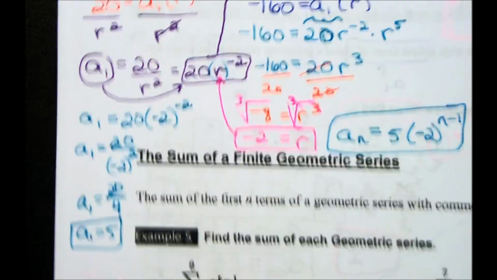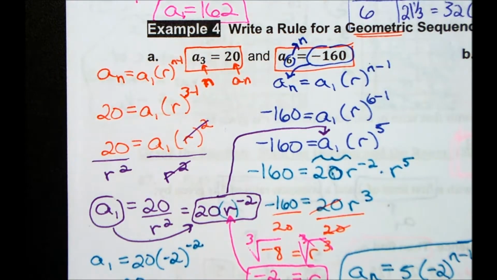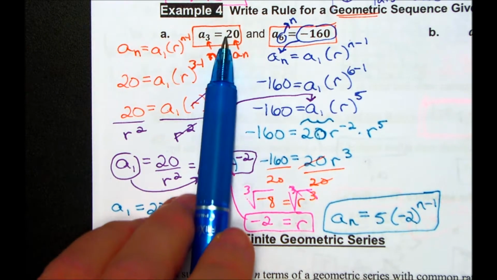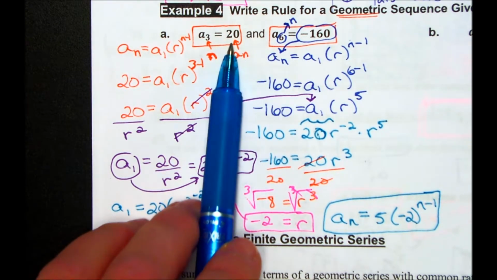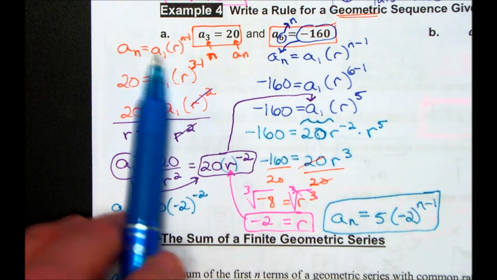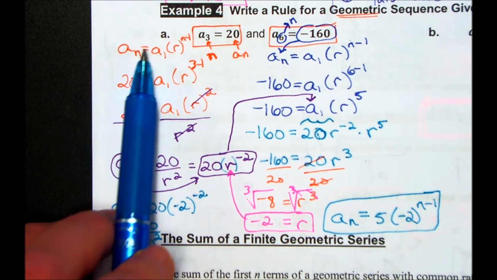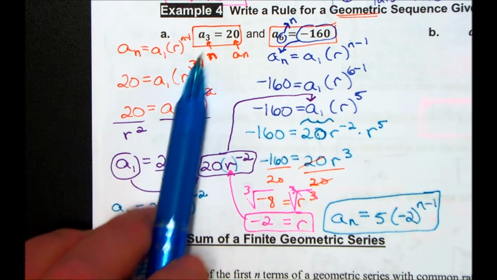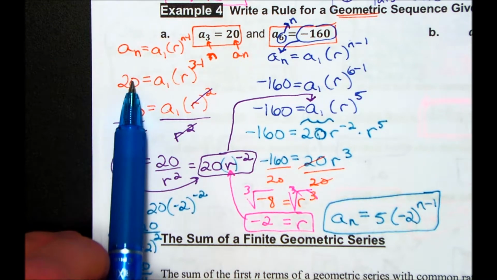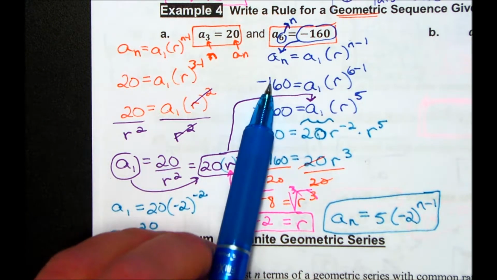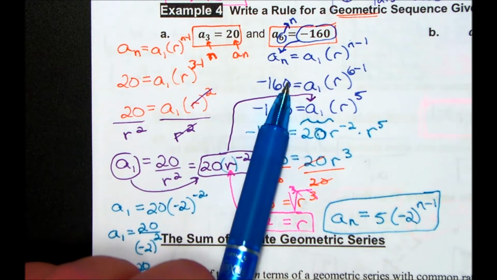So just to review again, what did we start with? We started with 2 numbers in the sequence. We were told the third number was 20, the sixth number was negative 160. We used our formula a sub n equals a sub 1 r to the n minus 1. We substituted 3 for n, 20 for a sub n, and we substituted 6 for n and negative 160 for a sub n in two different equations.